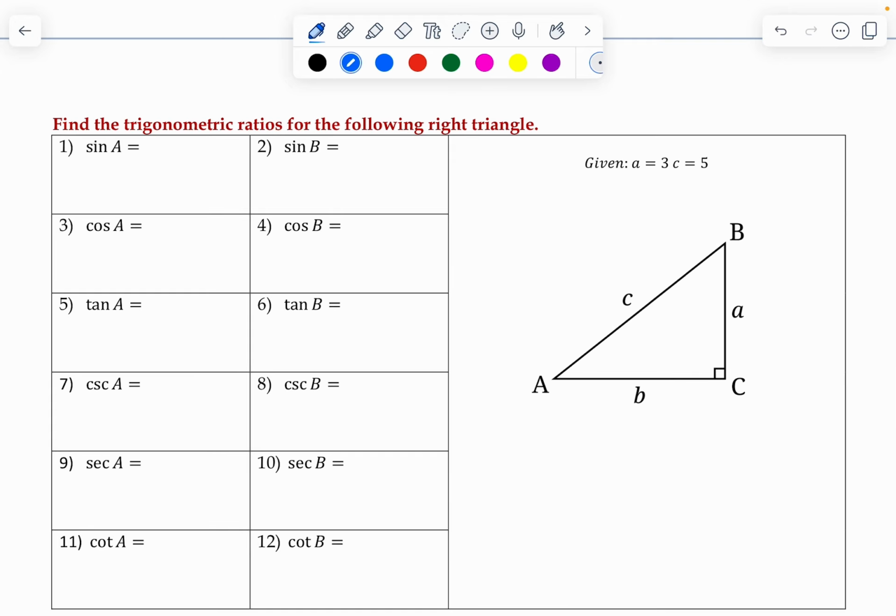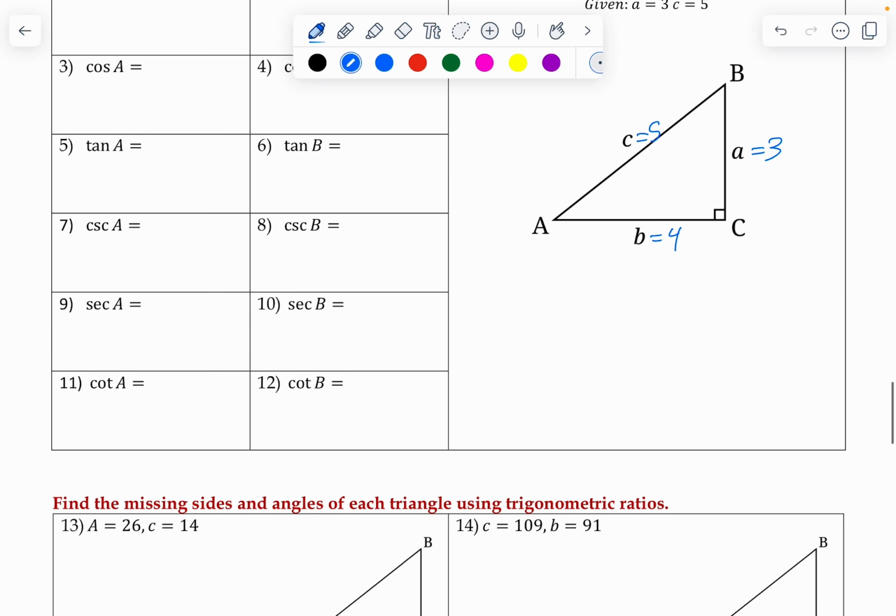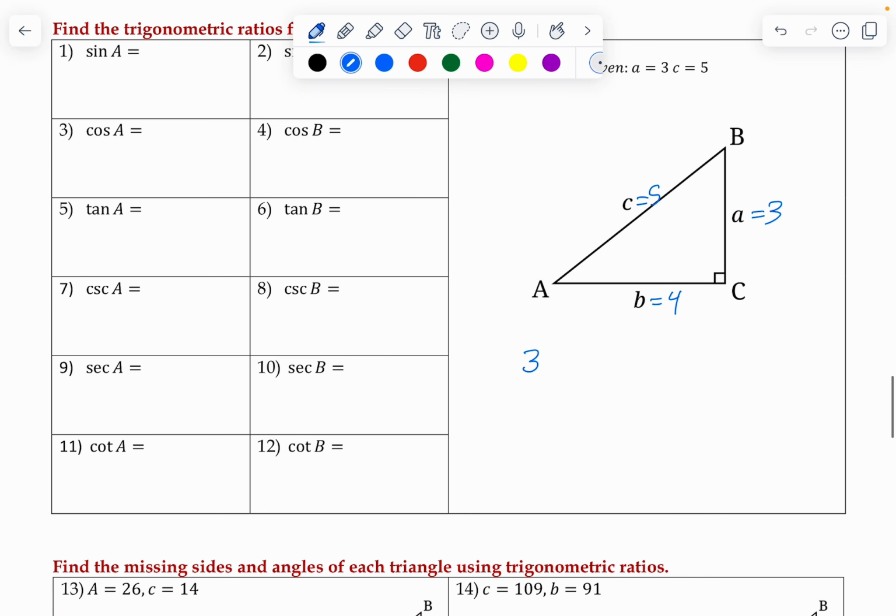Okay, so here is our triangle. They have told us little a equals 3. They've told us little c equals 5, and I recognize that b is equal to 4. Years ago, I made my students memorize a few of the Pythagorean triples. I made them do 3, 4, 5; 5, 12, 13; 8, 15, 17; 7, 24, 25, where all of these last numbers are the hypotenuse.